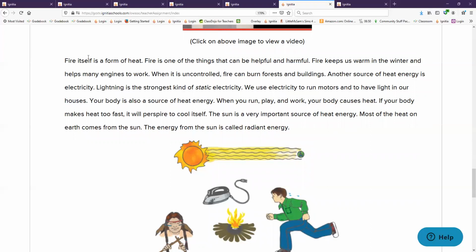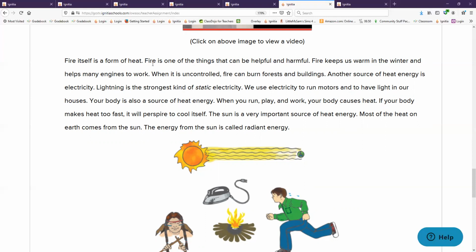Okay, so friction is one cause of heat. Now we have fire. Fire itself is a form of heat. Fire is one of the things that can be helpful and harmful. Fire keeps us warm in the winter and helps many engines to work. When it is uncontrolled, fire can burn forests and buildings.